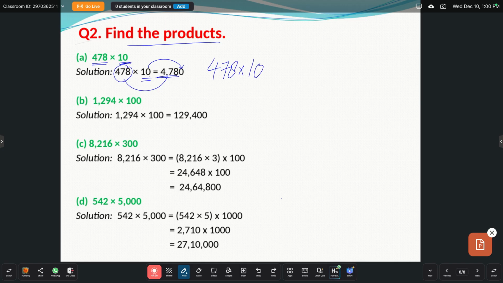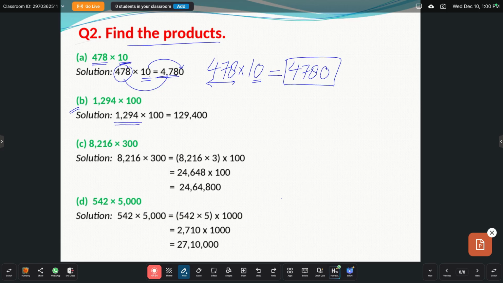Okay, it was like this, 478 into 10. So to find the product, I will write this multiplicand first and then I will add 0 to the right side of this to get the product. So my product is 4780.